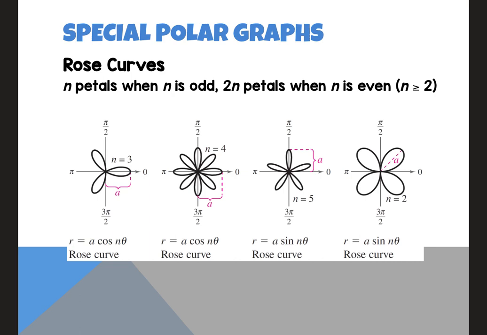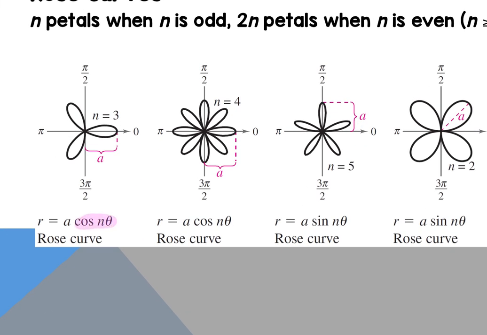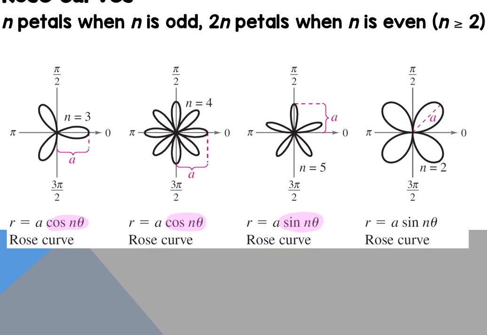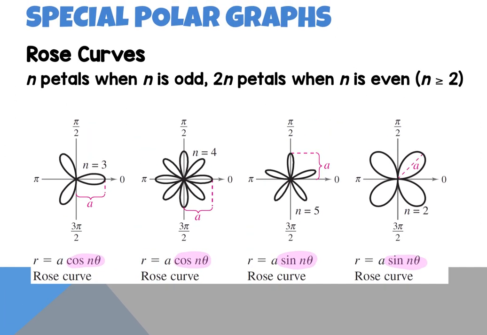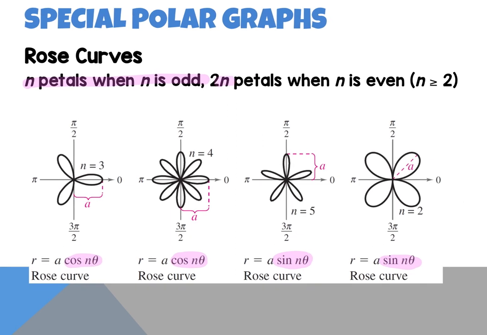So notice what changes in an equation for a rose: there is something next to theta that has not existed in any of the other ones we've seen, okay? If there's a number next to theta, it's a rose. If that number is odd, then that is the number of petals. So if it said 3 theta, there are 3 petals. If it says 5 theta, there are 5 petals. If that number is even, then we double it to get the number of petals. So if it said 2 theta, then there are 4 petals. If it says 4 theta, there are 8 petals.